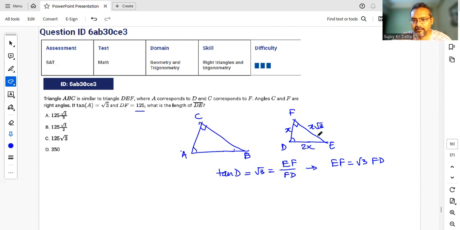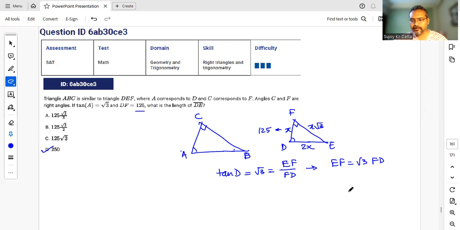So basically what we have is a 30, 60, 90 triangle. But anyways, that's not what we want. We need to know the length of DE. DF is given to be 125. So if x is 125, then 2x must be 250. So that's the fourth option.